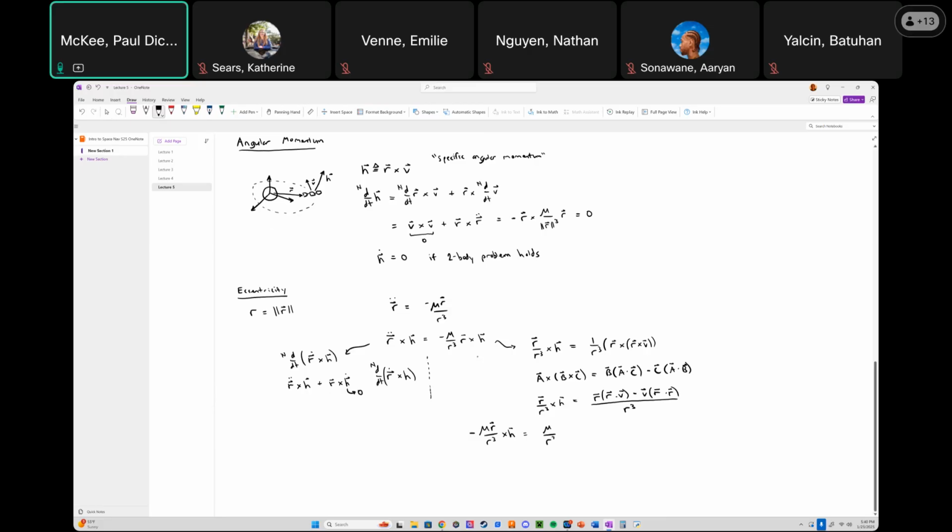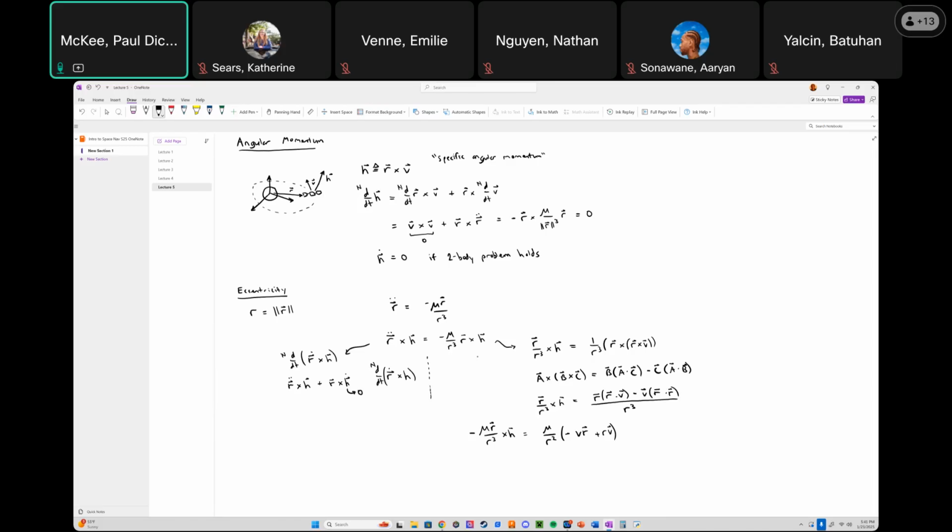positive mu over r squared negative v, norm of v times vector r plus norm of r times vector v. All right, that's what we're saying. So this is after a little bit of simplification. So finally, we can bring this all back together.